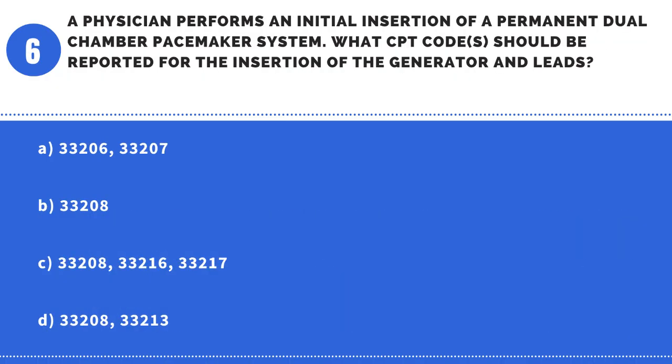Question 6. A physician performs an initial insertion of a permanent dual-chamber pacemaker system. What CPT codes should be reported for the insertion of the generator and leads? A. 33206, 33207. B. 33208. C. 33208, 33216, 33217. D. 33208, 33213.